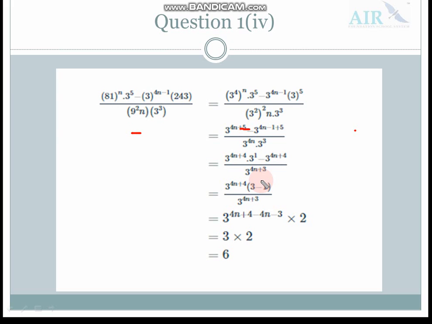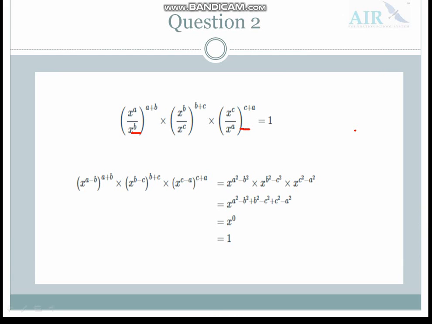This question is totally the same as we have done in question number 1, parts 1, 2 and 3. Moving next, we have question number 2. This is the most important question. Students, you have to focus on this question very keenly and understand the concept of this question.